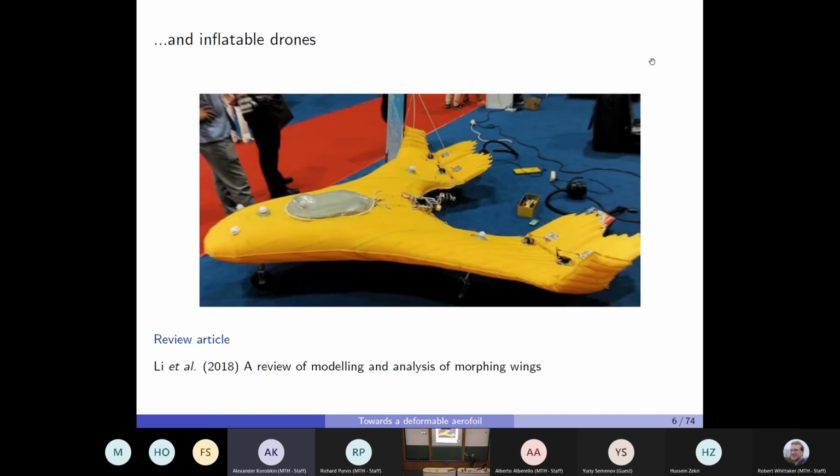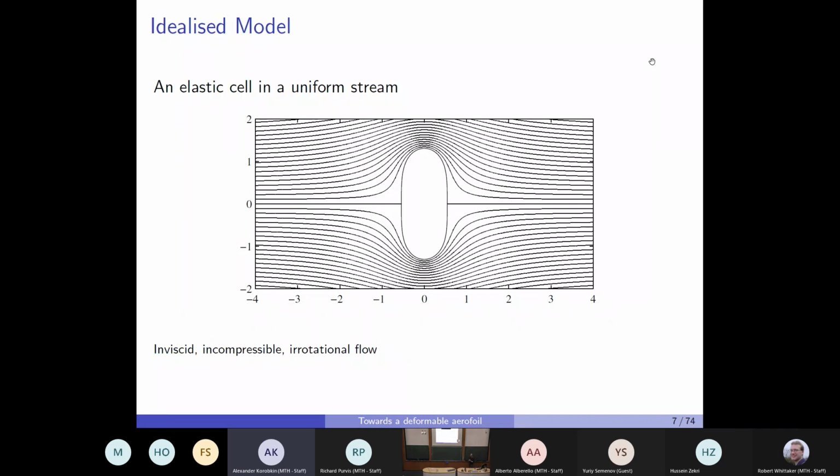Okay, and there's a nice review article, by the way, if you're interested in this stuff, published fairly recently, discussing some of the things I've been talking about in more detail. Right, so I said we'd start highly idealized, and this is where we begin.